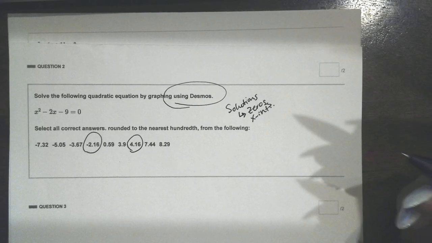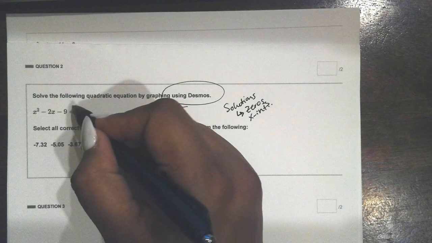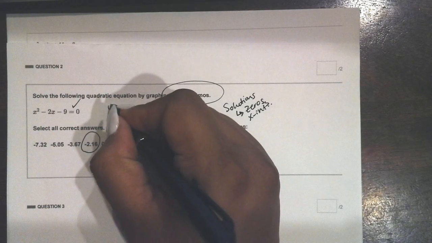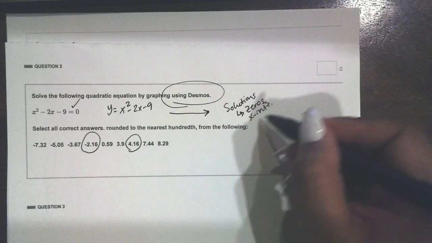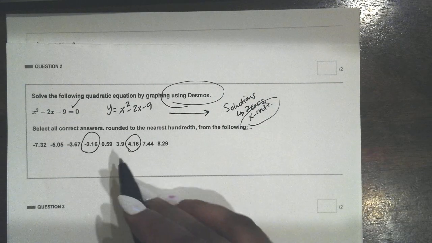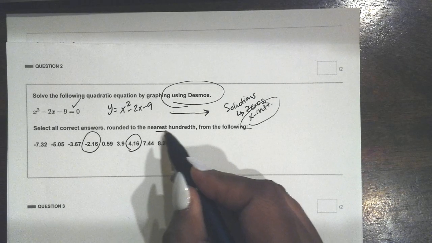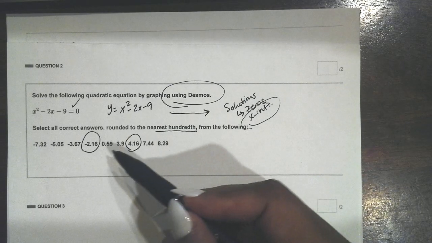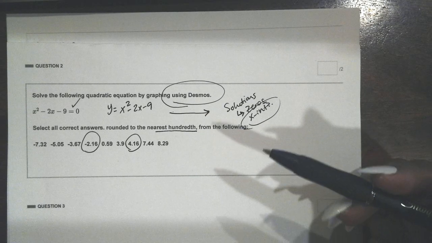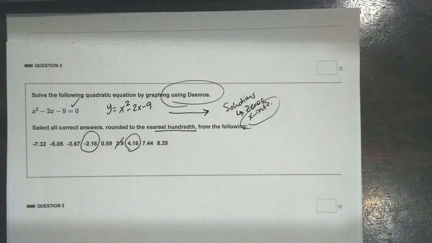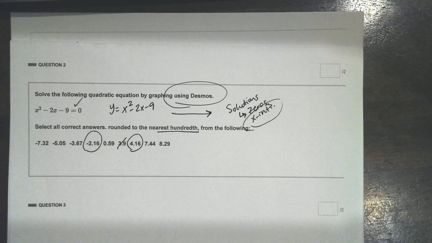So that's all I'm doing is graph. This is the easiest way to solve a quadratic equation. Make sure it's equal to 0, which it is. Put this in Desmos, y equals x squared minus 2x minus 9, and all you're doing is finding the x-intercepts, okay? And that it was negative 2.16 and 4.16. Nearest hundredth, so make sure that that's 2 decimal places after the decimal. So 3.9 would not be an answer, okay? All right, so that was number 2. Very, very simple. Just graph it and find my x-intercepts.